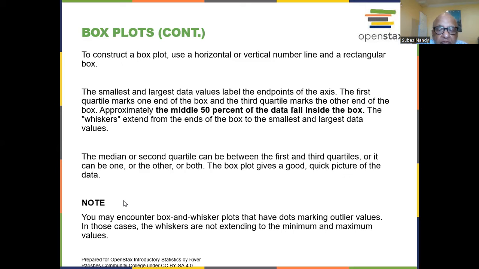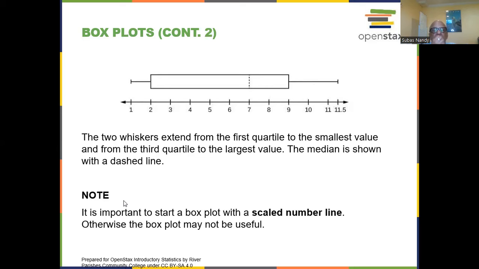You may encounter box and whisker plots that have dots marking outlier values. In those cases, the whiskers are not extending to the minimum and maximum values. So here is a box plot. The whisker on the left starts from the minimum value. The left boundary of the box is the first quartile. The right boundary, the solid boundary of the box, is the third quartile. And the vertical line inside the box represents the median. The whisker on the right extends to the highest value or the maximum value.